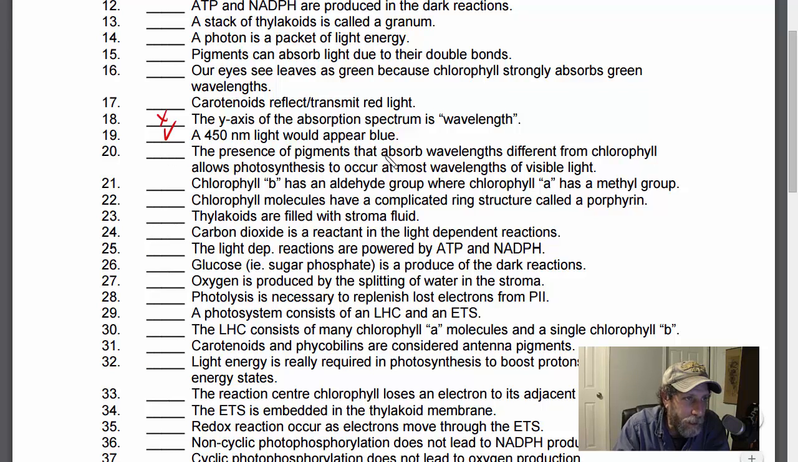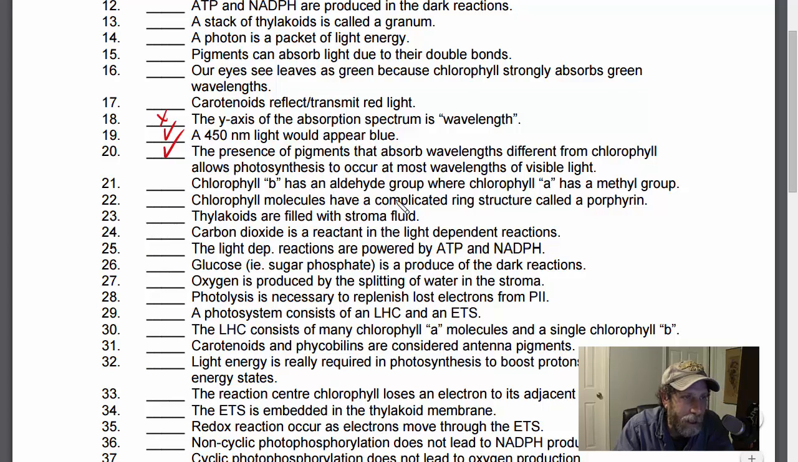Number 20. The presence of pigments that absorb wavelengths different from chlorophyll allows photosynthesis to occur at most wavelengths of visible light. Now that's true. Although chlorophyll absorbs red and blue predominantly, there are other pigments that absorb all the rest. Kind of like my song, right? Jingle Bells Photosynthesis. True.